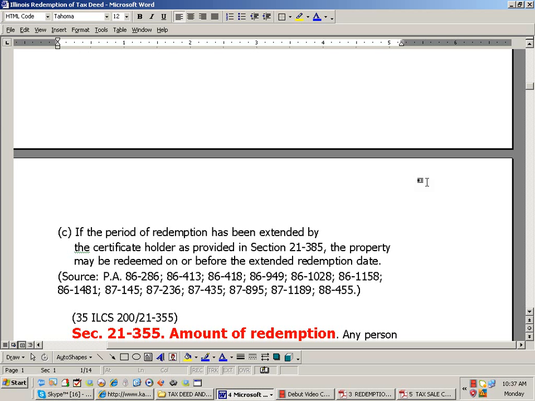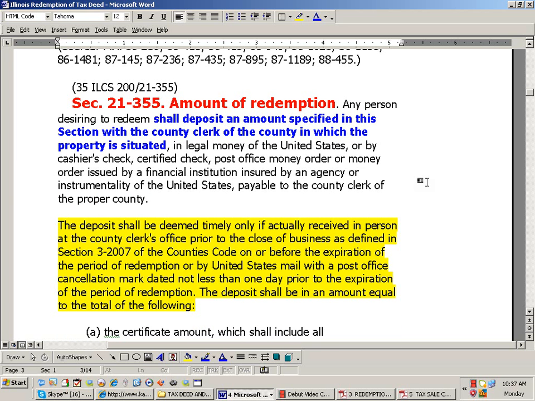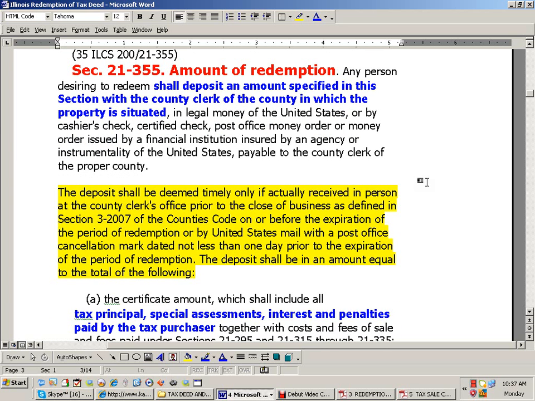Because when we were looking at those equitable remedies you had available, they had a separate list for tax type things. Okay, amount of redemption. This is 21-355.